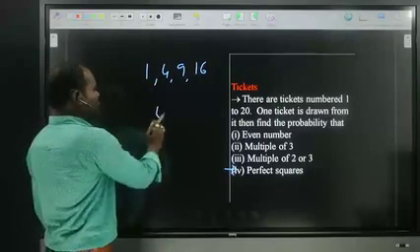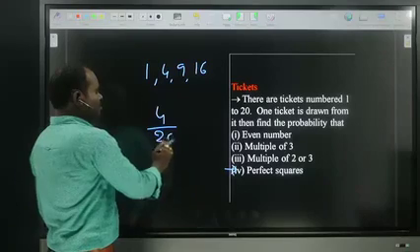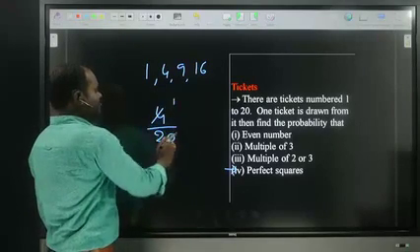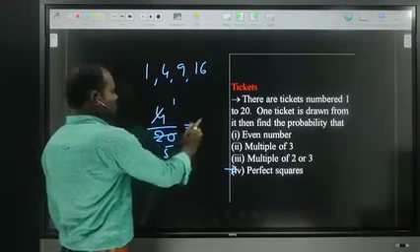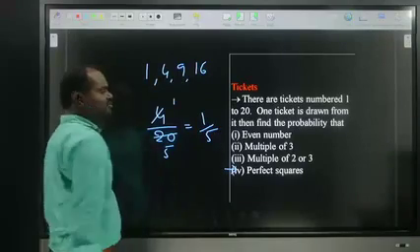4 out of 20. That means what is the answer? 4 ones are 4, 4 fives are 20. So the answer is 1 by 5. Right? Is it clear? 1 by 5.